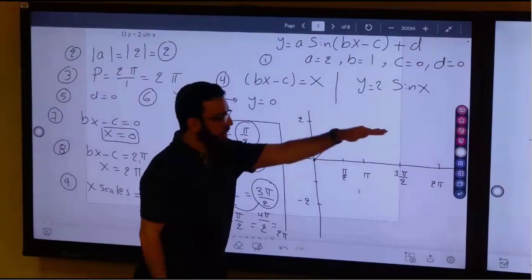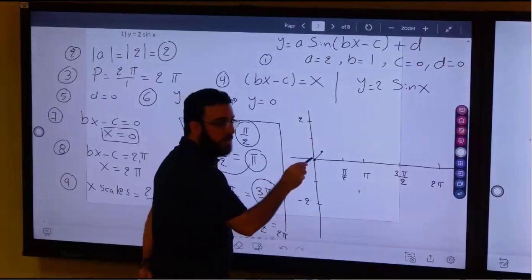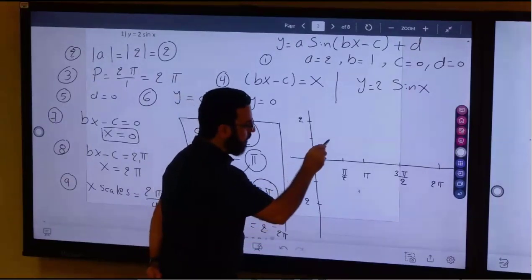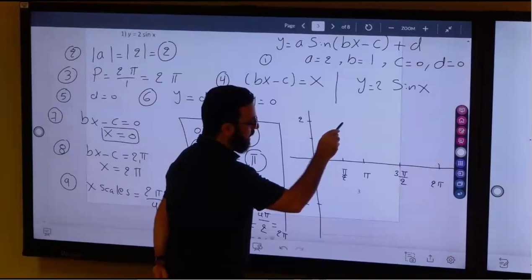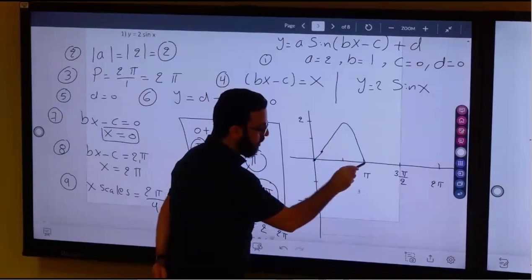The maximum point here is 2. So from the resting point, and you're gonna go where? Up to the 2. And then you're gonna go back where? To the resting point.